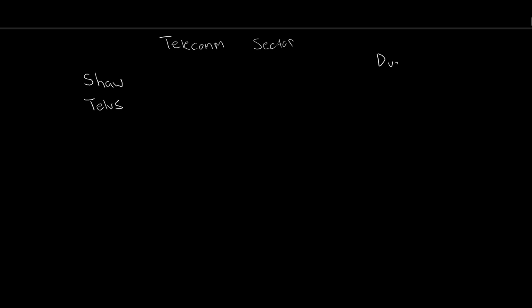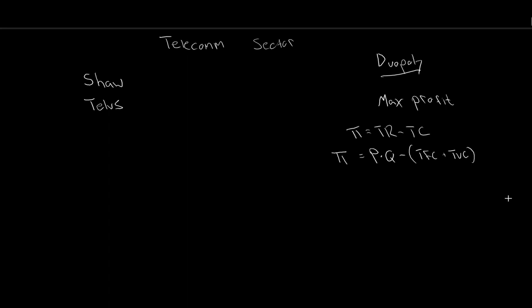Let's write that down. Duopoly. And our duopolists in this case are Shaw and TELUS. Both Shaw and TELUS are trying to get the market. Fundamental assumption of firm behavior: both of these firms exist to maximize their profit. And just like any other firm, our profit equation is written as total revenue minus total cost. We can expand that to say profit is price times quantity minus our total fixed cost plus our total variable cost.